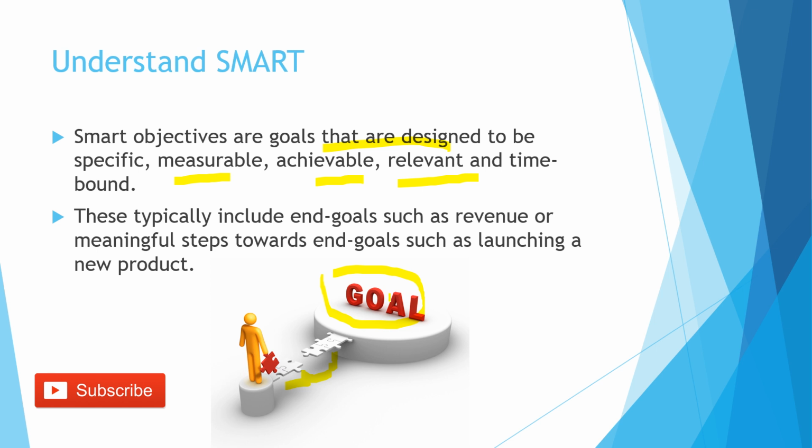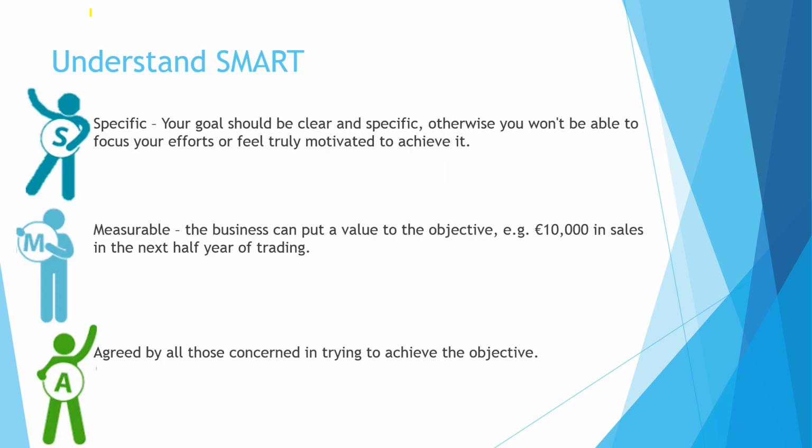So now SMART is specific, measurable, achievable, relevant, and time bound. Okay, so what do we mean by specific? Your goal should be clear and specific, otherwise you won't be able to focus your efforts or feel truly motivated to achieve it. Measurable: the business can put a value on the objective. For example, 10,000 euros in sales in the next half year of trading. So you need to be able to measure.